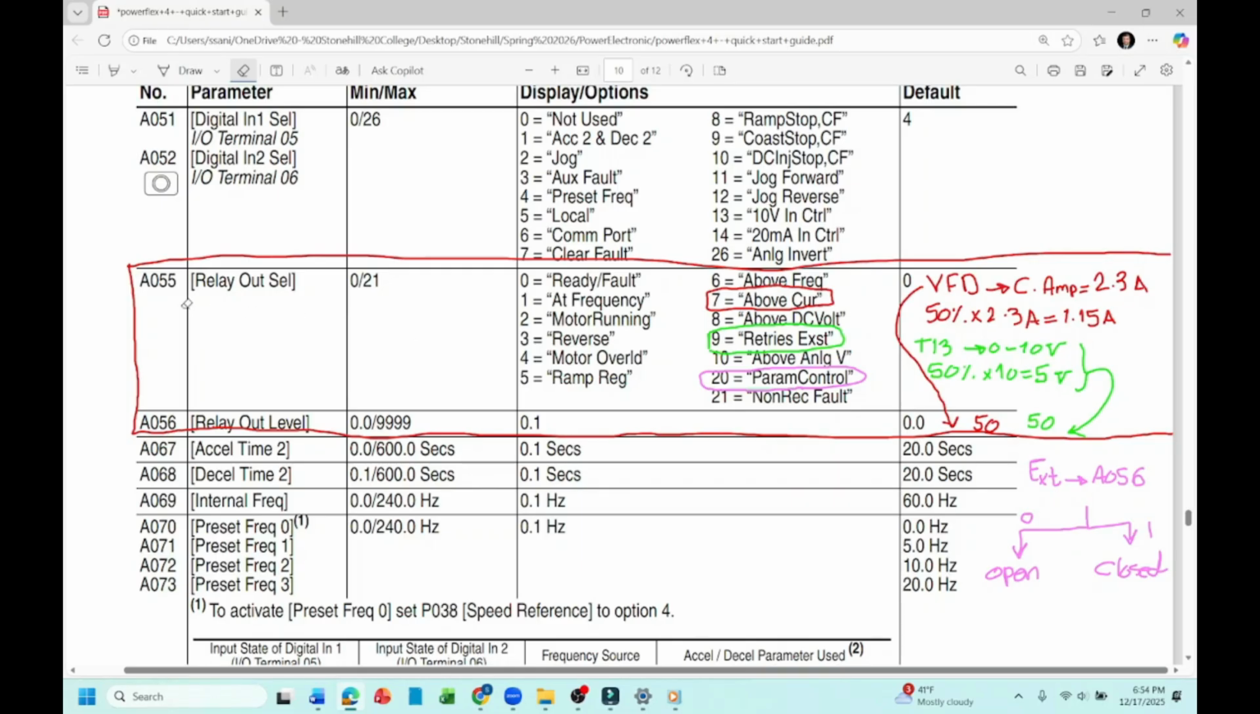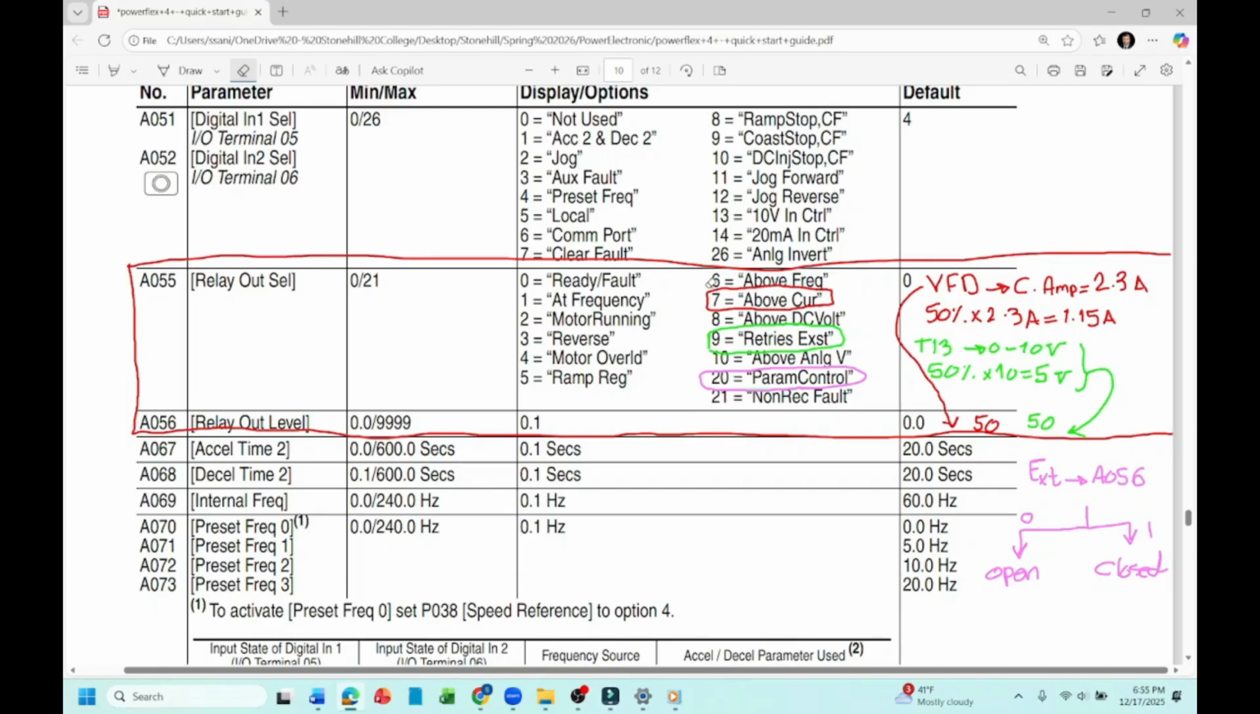If you choose A055 and number 7, it says above current. With number 7, first you should know what the continuous amp is on your VFD or your drive. If you look at the label on the right side of the VFD, usually you see the continuous amp. For the model that we use, it is 2.3 amp.